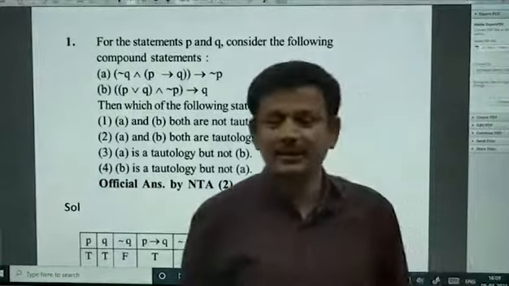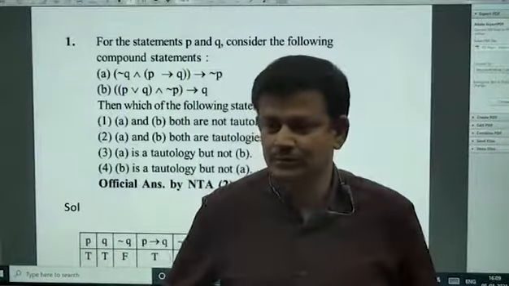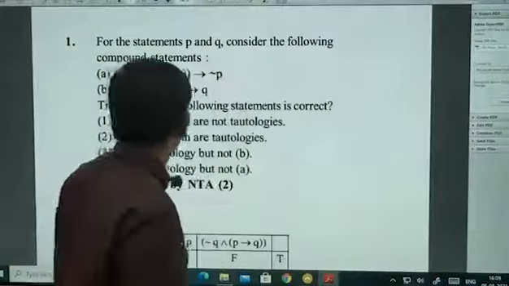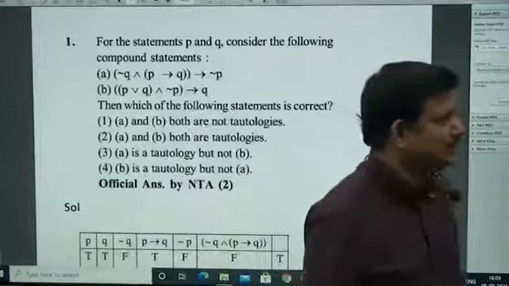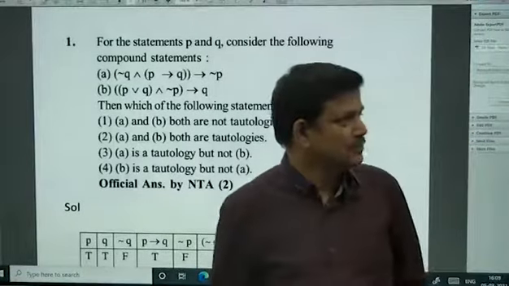Okay, in the paper any doubts now? No doubts? Fine.